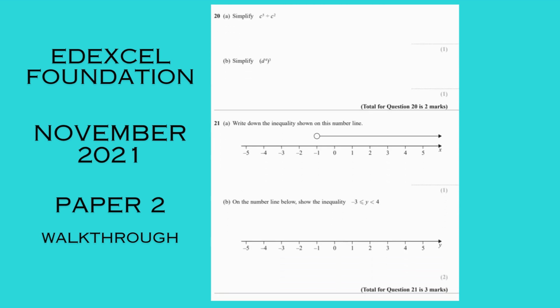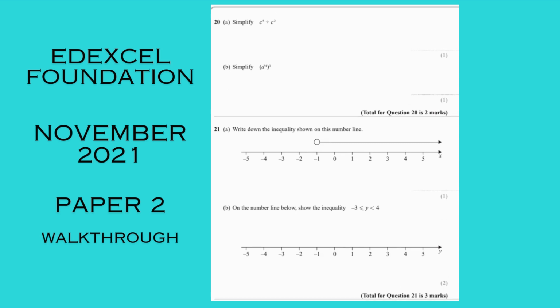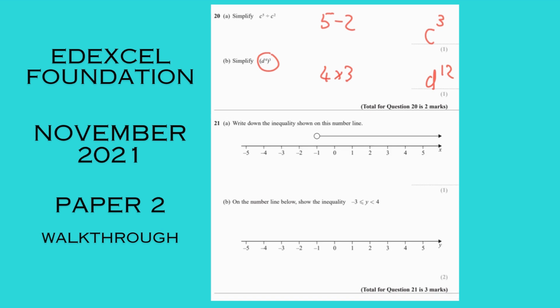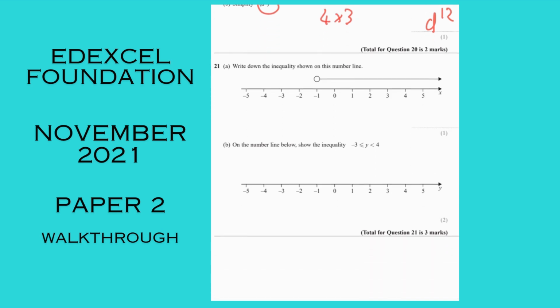Number 20, laws of indices question. So first one, when you divide, it's a subtract the powers. 5 take away 2. Should be your working out. Don't need to write it down though. And you've got a power to a power. So these powers should be multiplied. D to the power of 12.